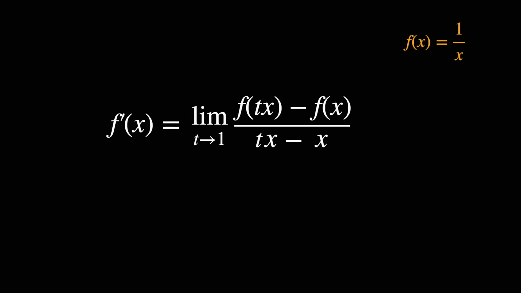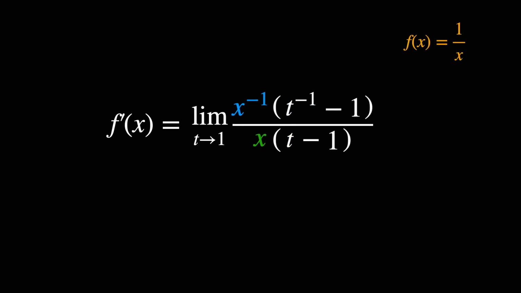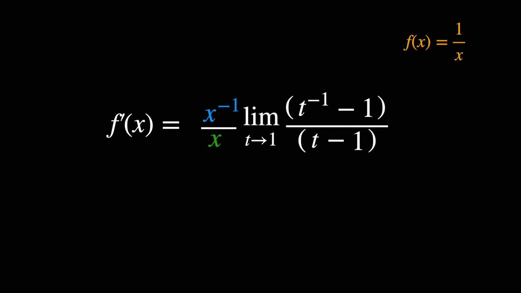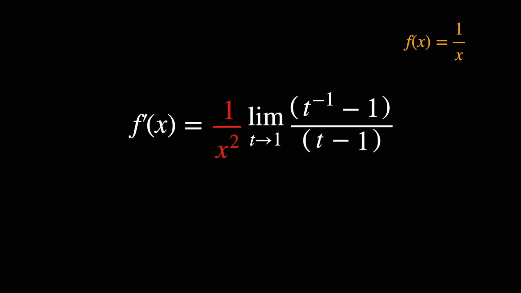Plugging in our function, we get 1 over tx minus 1 over x, all over tx minus x. But I can use negative exponents instead of writing it as a fraction. Let's distribute that negative 1 exponent, and as usual, I can factor out the x's in the numerator and the x in the denominator, and I can pull them outside of the limit and then simplify. Now we know the form of our derivative, 1 over x squared.